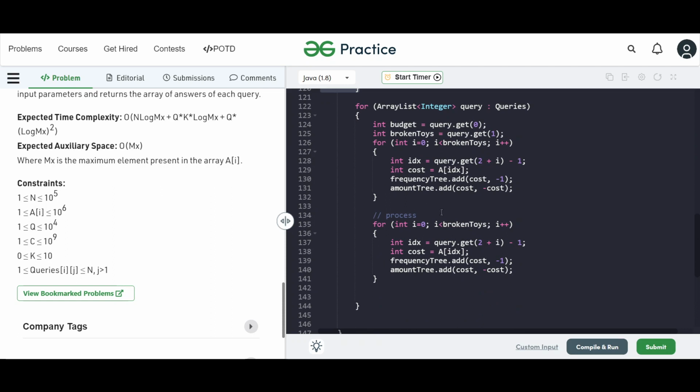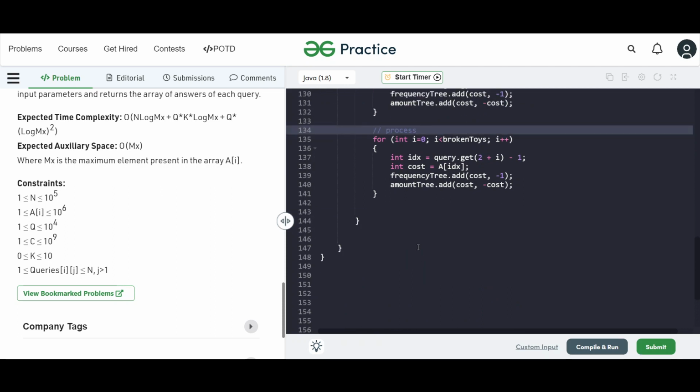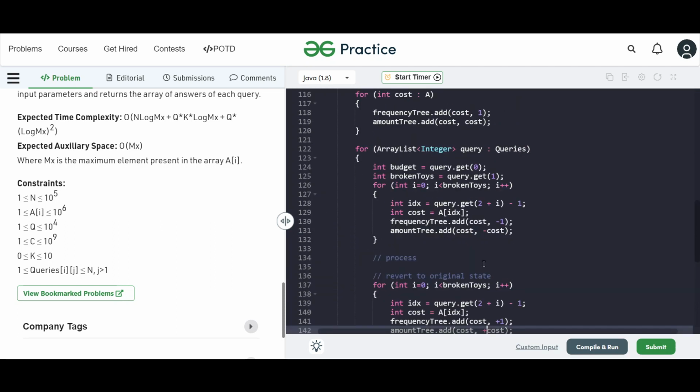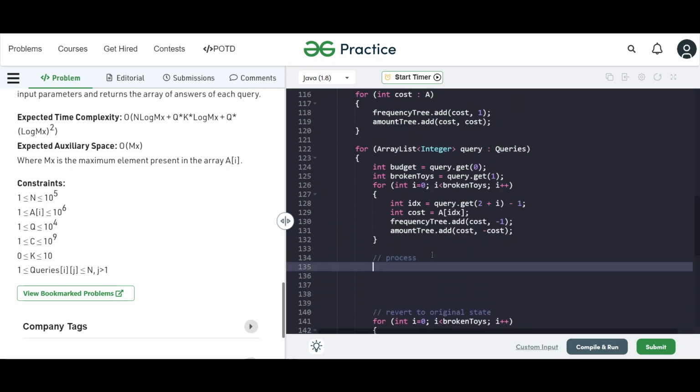All right. So now we process, and after processing we revert to the original state. What that would mean is you increase back the frequency, you add back the cost. So you're back at the original state. And how do we process, right? Essentially what we want to find out is the first cost which crosses our budget, right?